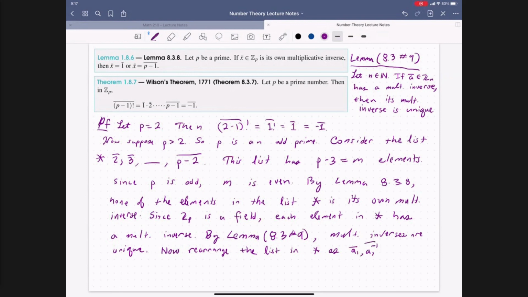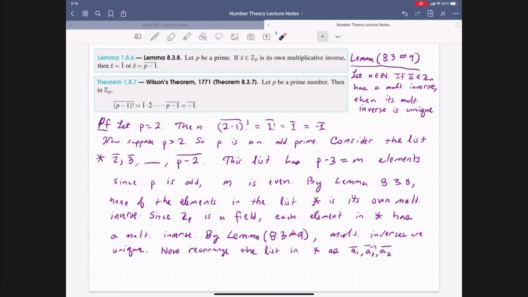And so we're going to go ahead, rewrite, find its inverse, and then put it right next to it. So now that's how we're writing our new list. Then the next element will be A2 bar. And so the way we choose A2 is as follows.